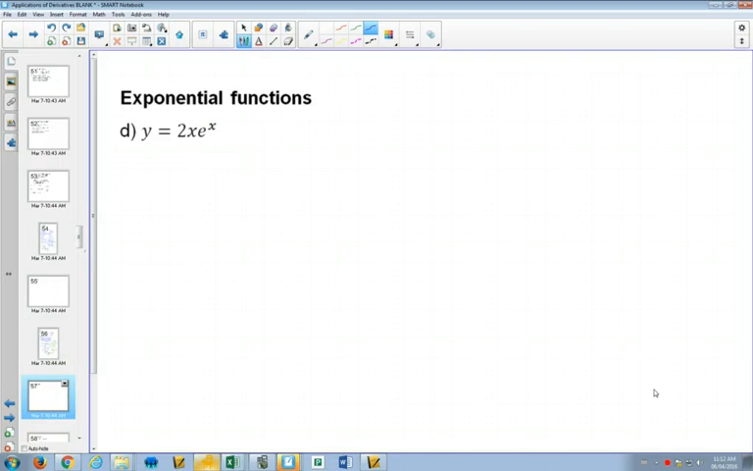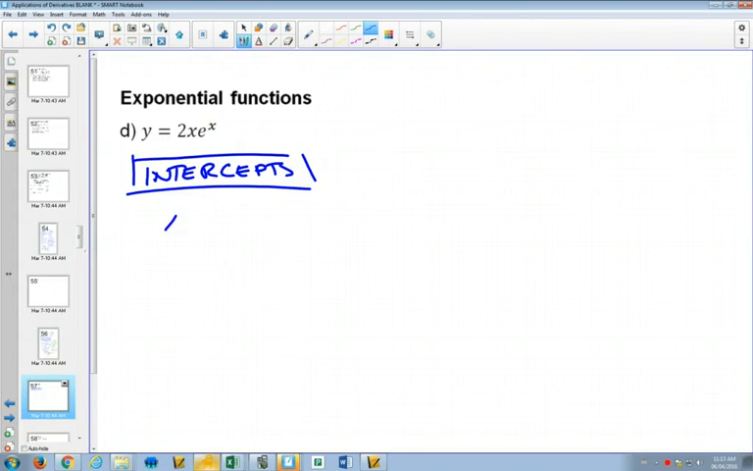All right, so here we have our exponential function. Again, if we start with our intercepts, plugging in 0 for x, what do we find? Our y-intercept is equal to 0, which basically tells us 0, 0.